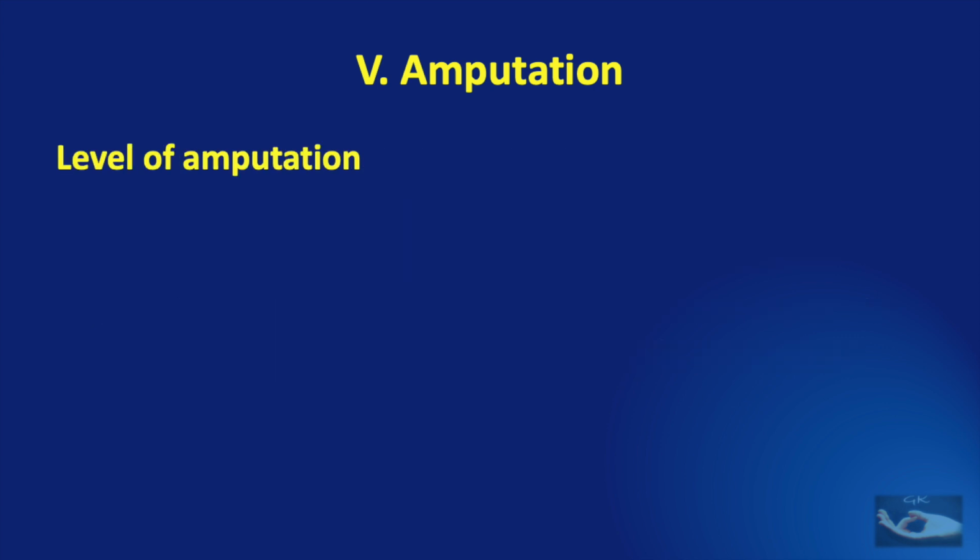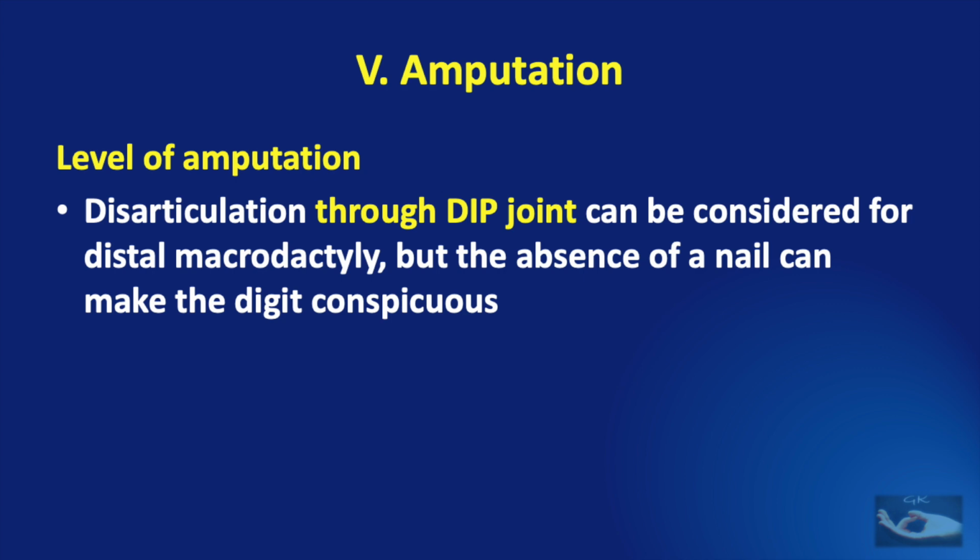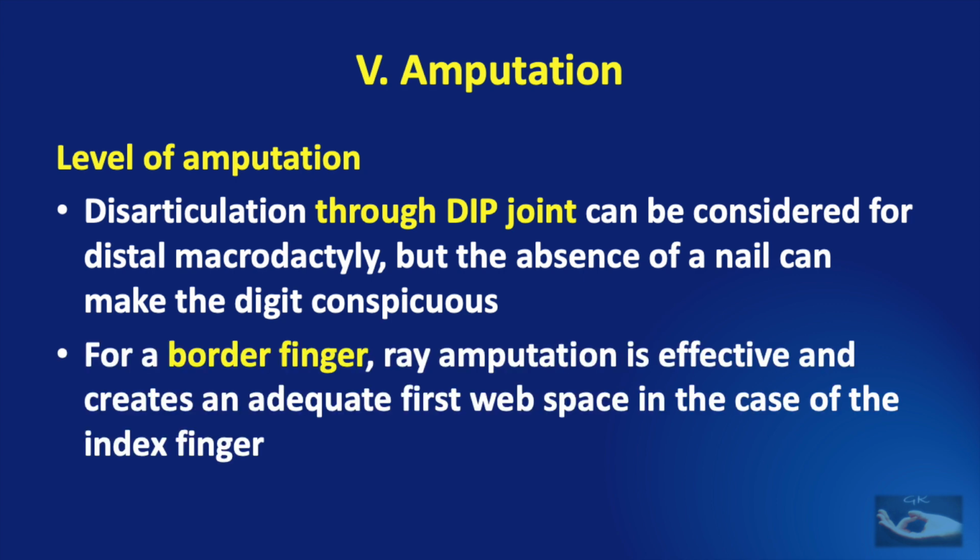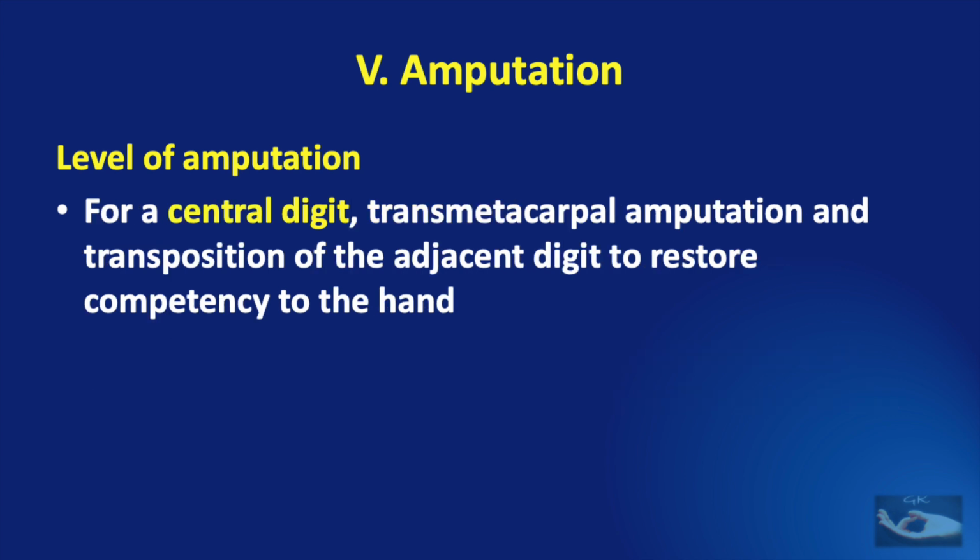The level of amputation done in different conditions should also be considered. Disarticulation through the distal interphalangeal joint can be considered for distal macrodactyly, but the absence of a nail can make the digit conspicuous. For a border finger, ray amputation is effective and creates an adequate first web space in the case of index finger. For a central digit, however, a ray amputation will cause a gap between fingers and considerable loss of function may result.